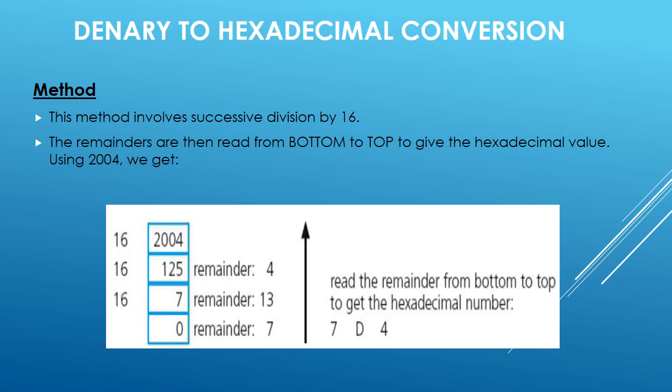So we got here 7, 13, 4 as remainders. 7 will be written as it is. 13 in hexadecimal is equivalent to D. So we'll write D instead of 13, and 4 will be written. So 2044 denary number is equivalent to 7D4 hexadecimal number.